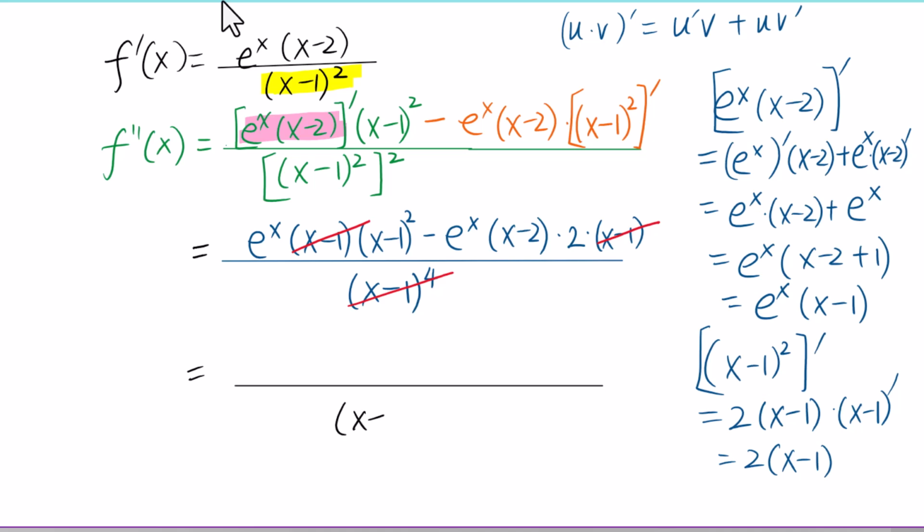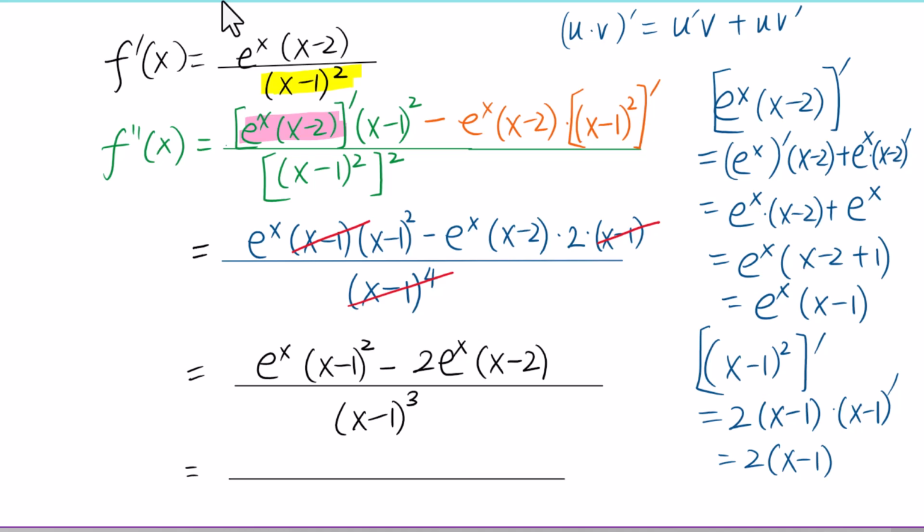Denominator (x minus 1) to the 3rd power. e to the x power times (x minus 1) squared, minus 2 times e to the x power times (x minus 2). Then we need to take e to the x power out. Denominator (x minus 1) to the 3rd power, e to the x power.